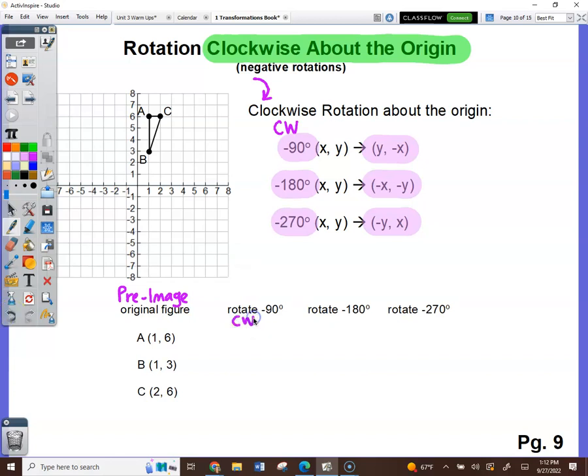We're going clockwise 90. What is the rule for clockwise 90? Right there. Clockwise 90. The rule is y comma negative x. Which means, always start with flipping the sign first. Look at the x coordinate and flip the sign. Then notice that they switch positions. So if A is 1, 6, change the sign of the x-coordinate. It would be negative 1, 6. Now switch them. It'd be 6, comma, negative 1. So A prime would be 6, comma, negative 1.